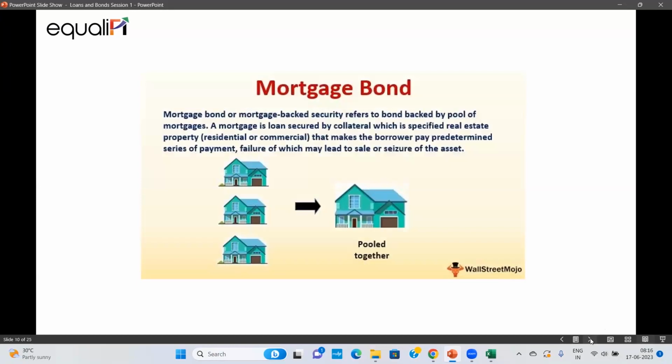This is a mortgage bond or mortgage backed security, which refers to a bond backed by a pool of mortgages. What happens? I have a pool of securities. They are my debtors, and debtors means my assets. So if you look at the balance sheet of a bank, what are the assets of a bank? Please write in the chat box. What are the assets of a bank? The major assets of a bank.